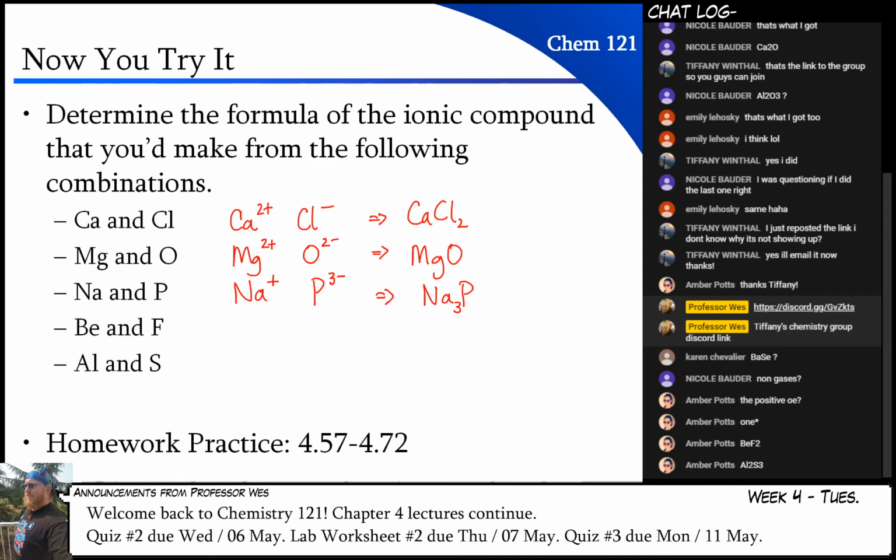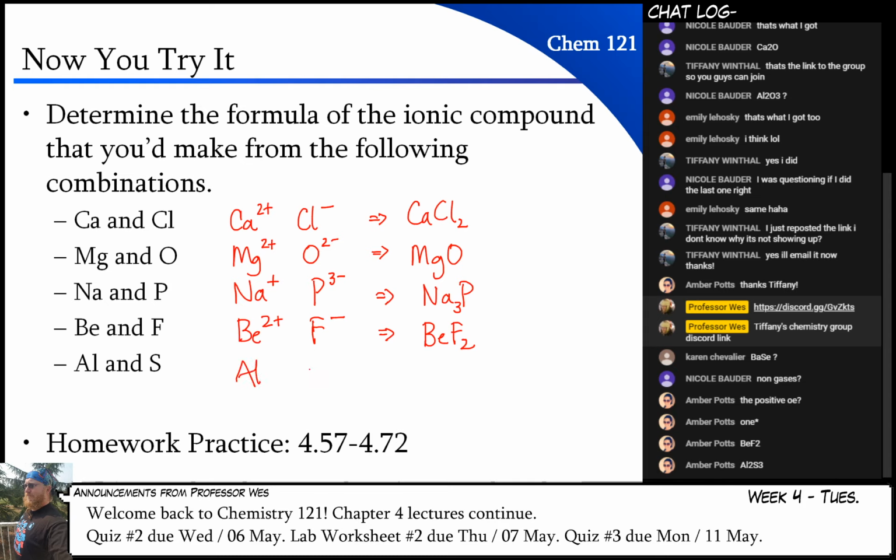Down here we have beef, Be and F. Let's see what formula we make. Beryllium is in column 2, group 2A, so it has 2 valence electrons. We're going to get rid of them to make it +2. Fluorine has 7 valence electrons. It just needs 1 more. My ionic compound is BeF2.